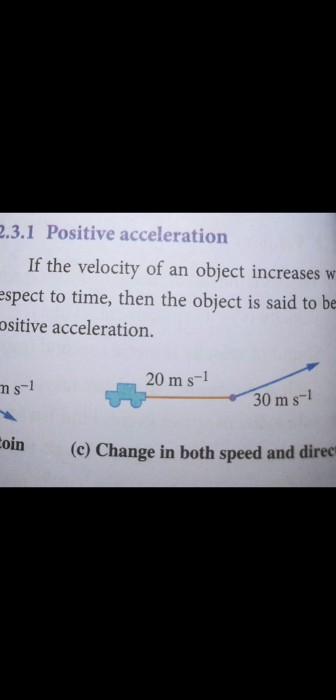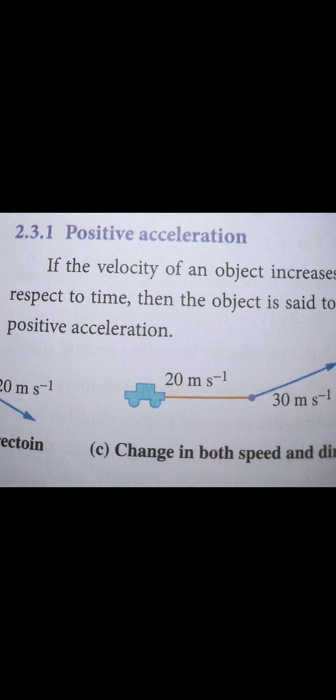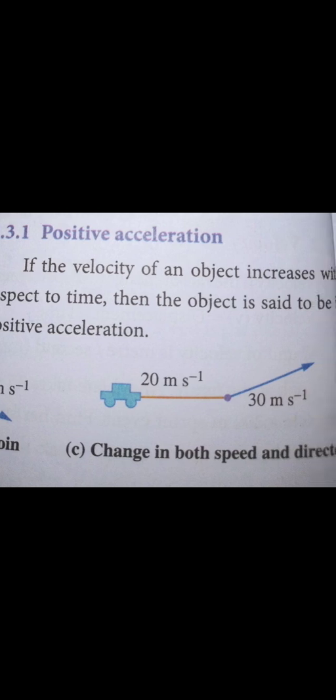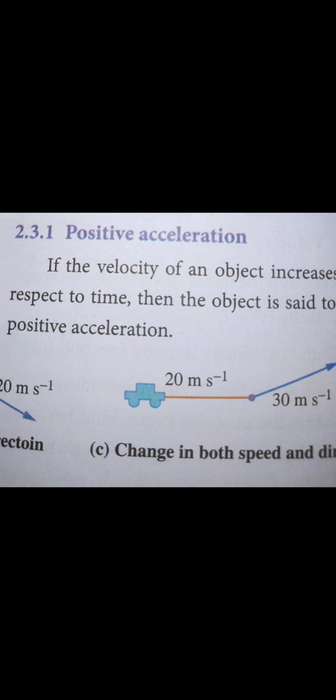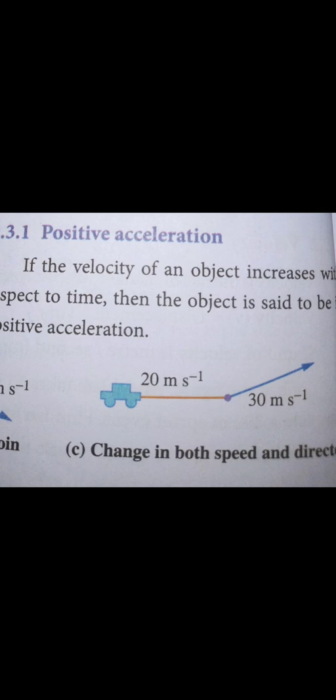ஓகே, நேர்மறை முடுக்கம். If the velocity of an object increases with respect to time, then the object is said to have positive acceleration. ஒரு பொருளின் திசைவேகமானது தொடர்ந்து அதன் காலத்தை பொறுத்து அதிகரித்து கொண்டே போகுமே ஆனால் அந்த பொருள் நேர்மறை முடுக்கமாகும் அப்படின்னு அர்த்தம்ப்பா. இப்போ நம்ம ஸ்கூட்டி ஓட்டிட்டு 20 மீட்டர்ஸ் ஸ்பீடில் போவாங்க, அப்புறம் 30, 40 அந்த மாதிரி ரேஞ்ச் கூட்டிகிட்டே போகுது பார்த்தீங்களா. ஓகேவா.